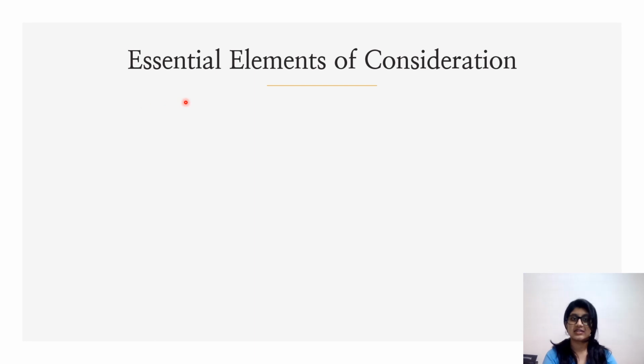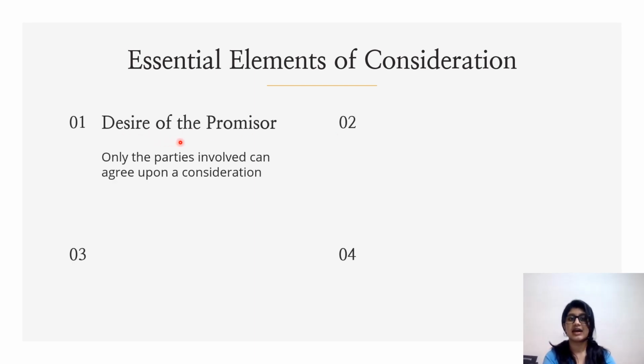Now, as we've seen in the definition under section 2D, there were a few points that I stressed on, and those come together to give us what is known as the essential elements of consideration. There are 4 such essential elements. The first one, at the desire of the promisor. That means only the parties involved can agree upon a consideration. So while the consideration can come from the promisee or from any other person, the agreement of what the consideration is has to be decided by the parties.